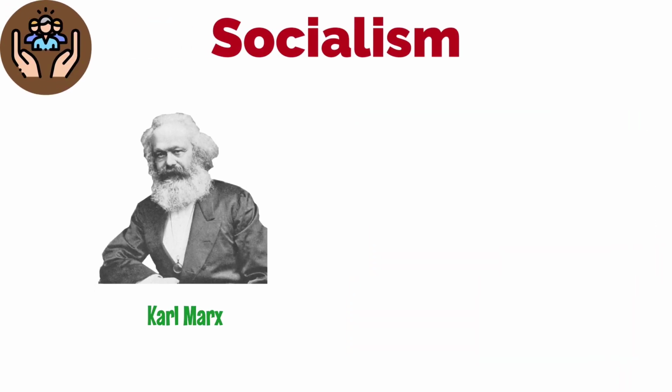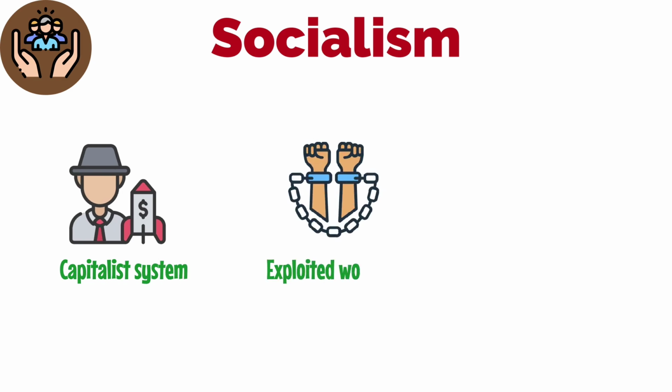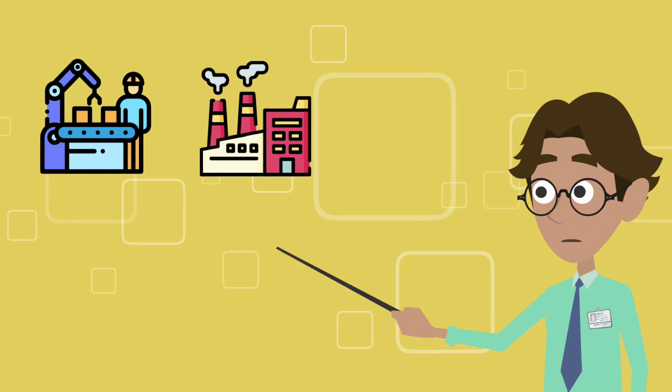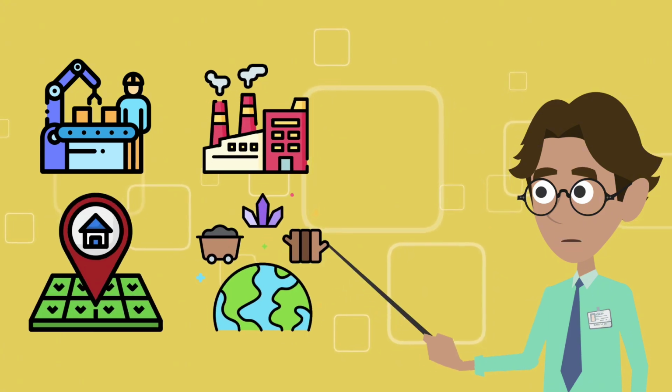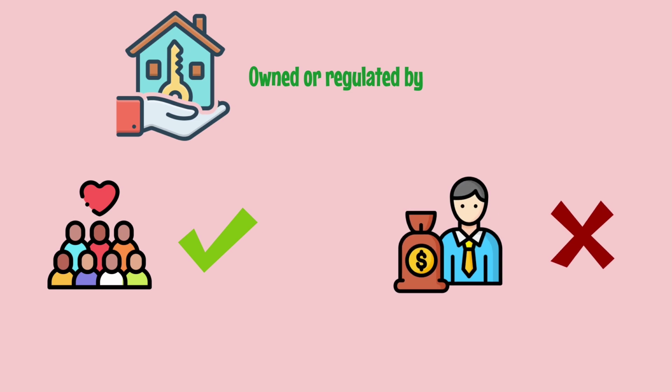Thinkers like Karl Marx and Friedrich Engels criticized the capitalist system, arguing that it exploited workers for the benefit of a few. They proposed that the means of production, factories, land, and resources should be owned or regulated by the community as a whole, rather than by private individuals.